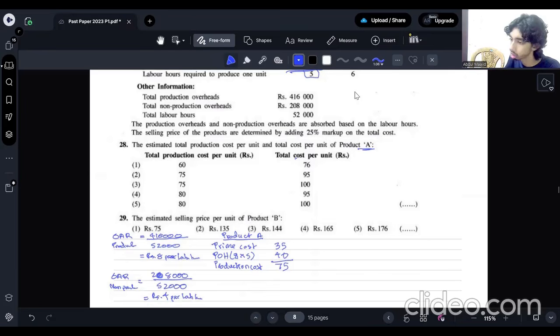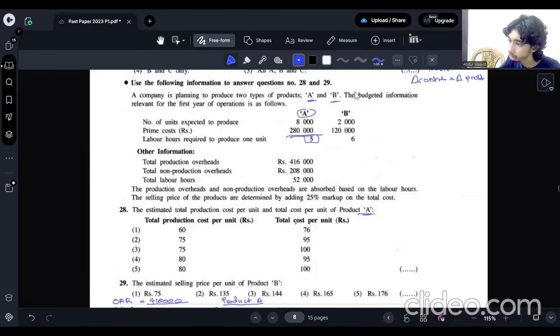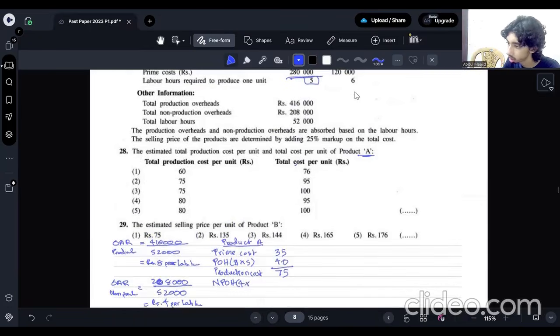75. So how do you find the total cost? To the production cost, you have to add the non-production overhead. Non-production overhead is rupees 4 per labor hour, and to produce one unit you are spending 5 hours. Then how much will be the non-production overhead? 20. Then you can get your total cost as 75 plus 20, that is 95.